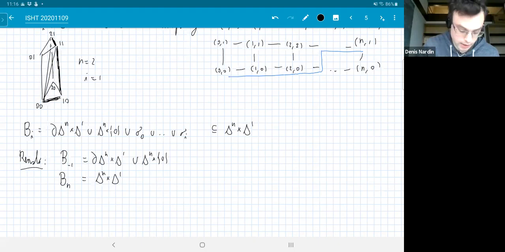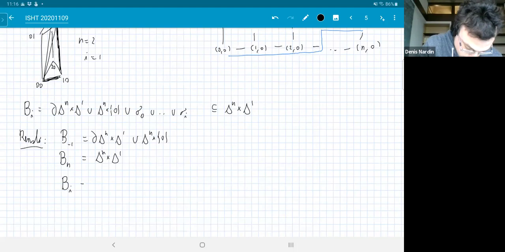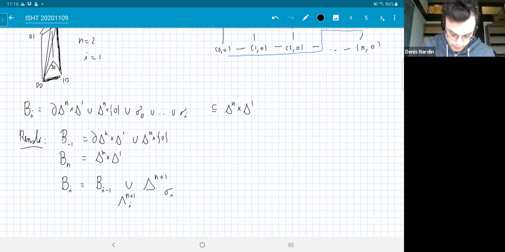And more importantly, you can get B_i from B_{i-1} by gluing this sigma i along an inner horn. So you can write a pushout diagram like this.